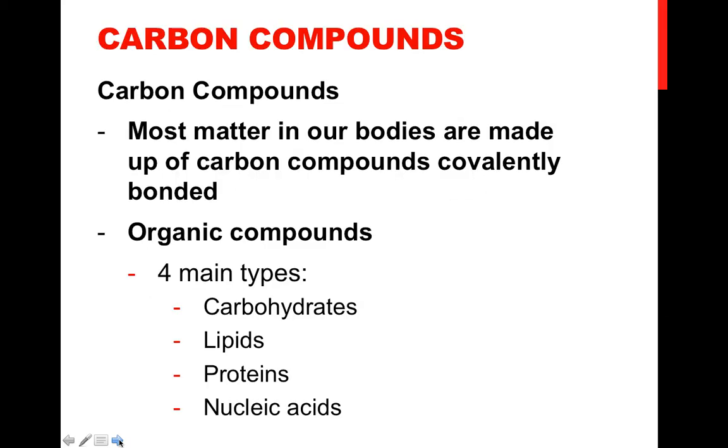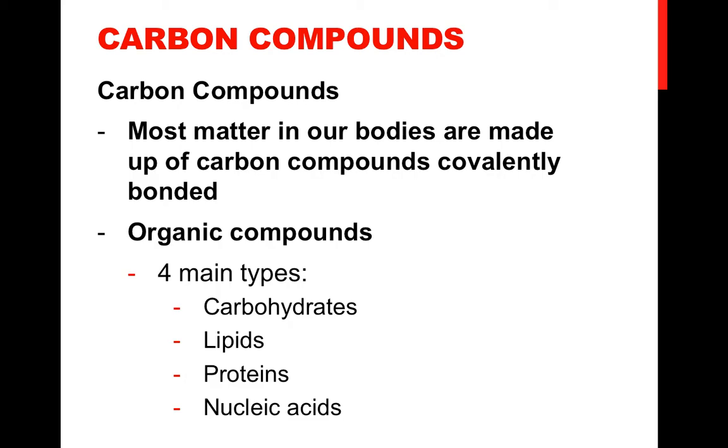Chemistry of cells. So we've got carbon compounds. Most matter in our body is made up of carbon compounds covalently bonded. So if it is made up of carbon, it is considered an organic compound. Anything made up of carbon is organic. That's extremely important to remember.